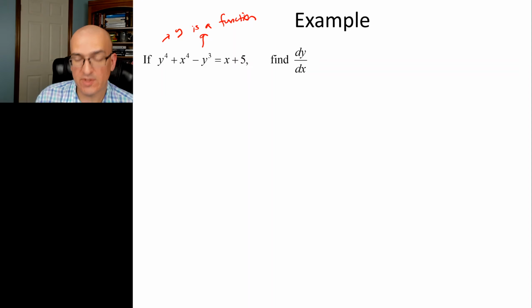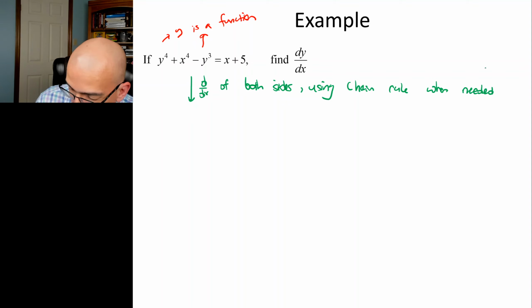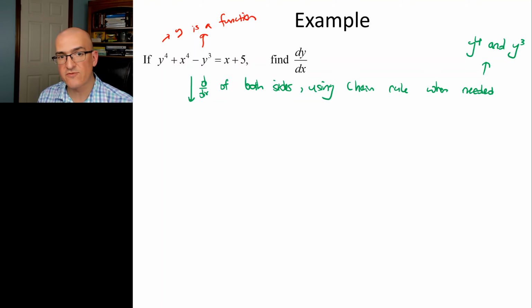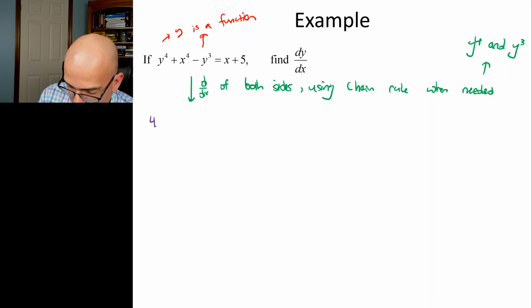Okay, so the next thing I'm going to do is take the derivative of both sides, using chain rule when needed. That would be for the y to the 4 and y to the 3. We need chain rule for those because that's a function to a power. So when we differentiate y to the power of 4, we get 4y to the 3 times y prime.